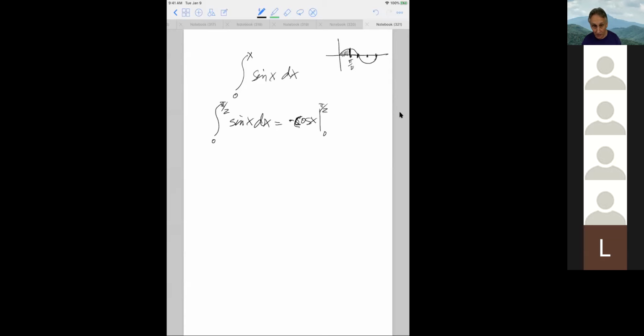And now I need to plug in. So now I need, this is cap F from A to B, and now I need cap F at B minus cap F at A. All right. So, and we got to keep track of that minus sign that's out front. So I get minus cos of pi over 2 minus, what do we have there? That's negative cos of 0.